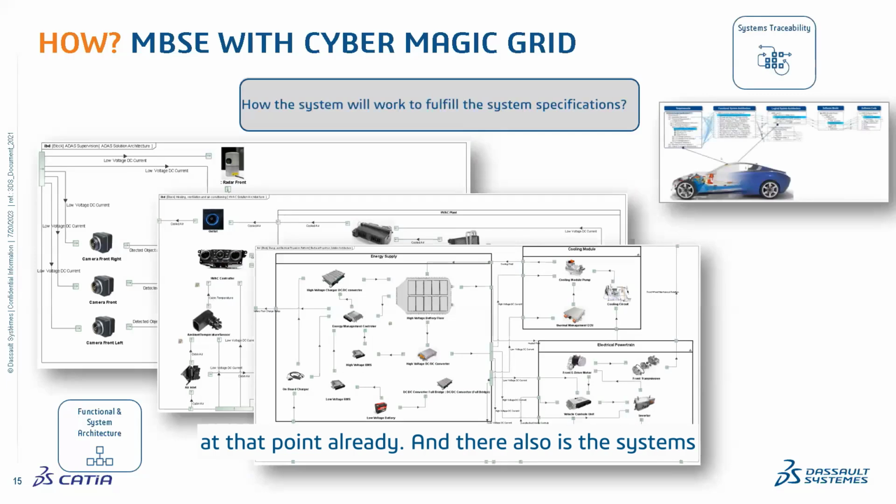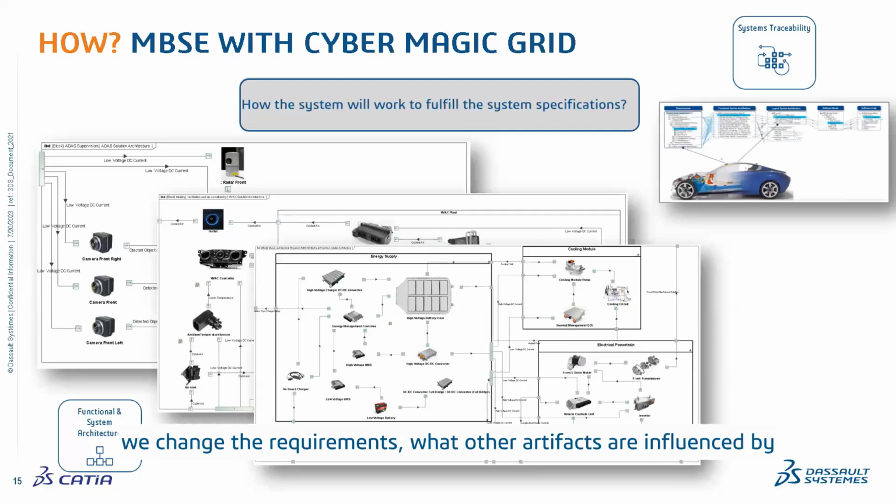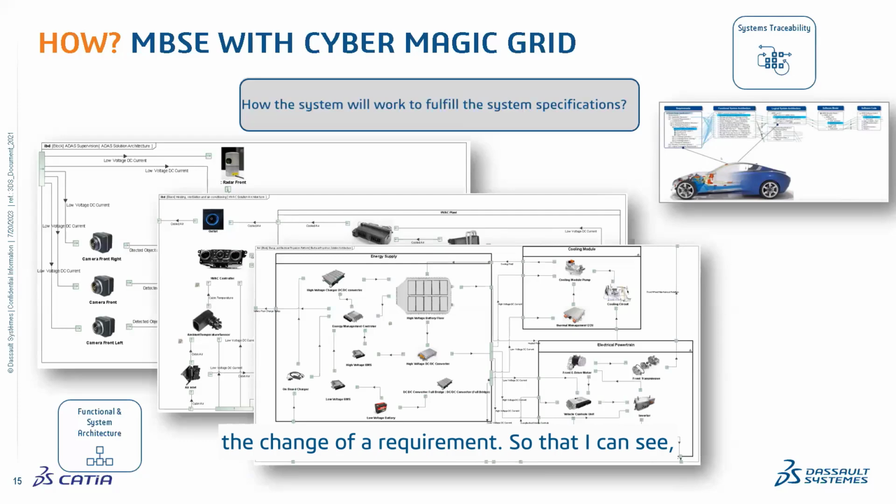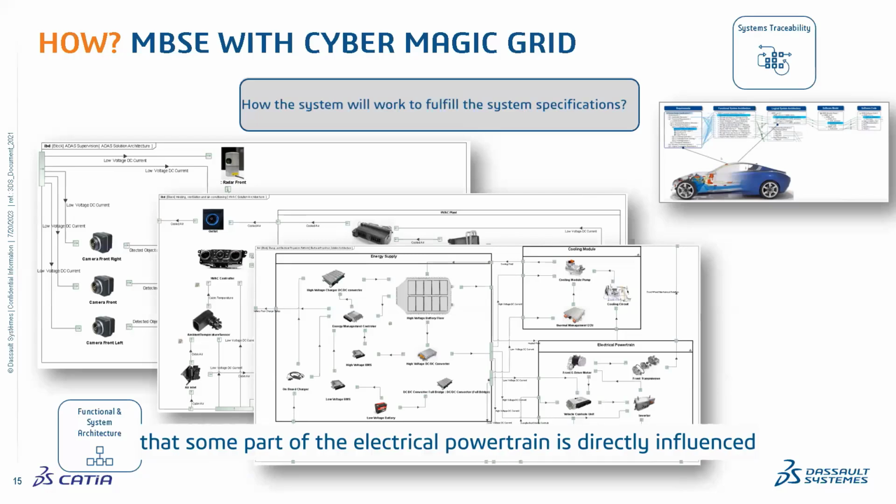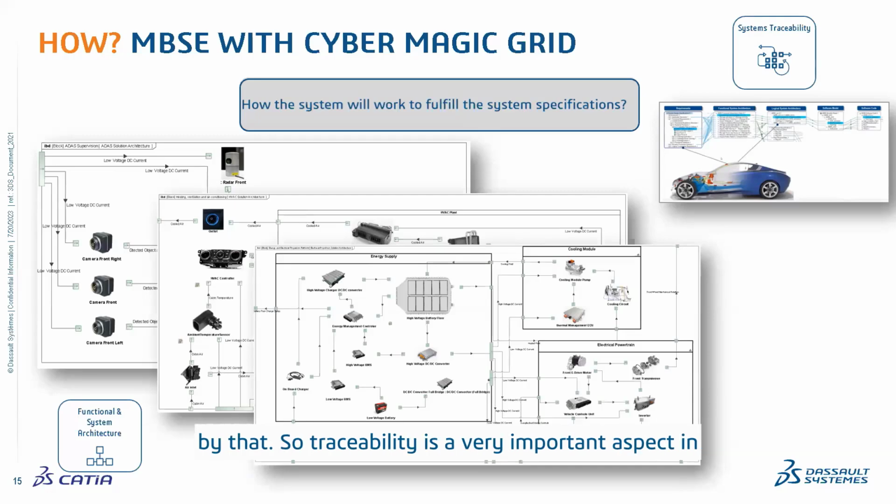And there also is the systems traceability, because in this process, we are also starting to create multiple artifacts, and we still want to know if we change the requirements, what other artifacts are influenced by the change of a requirement, so that I can see, for example, if I would change a high-level requirement, that some part of the electrical powertrain is directly influenced by that. So traceability is a very important aspect in that sense.